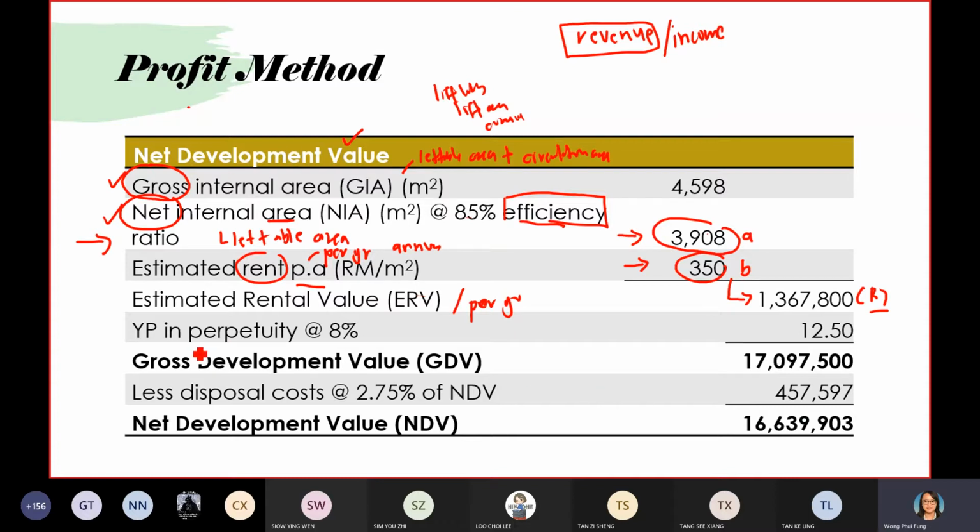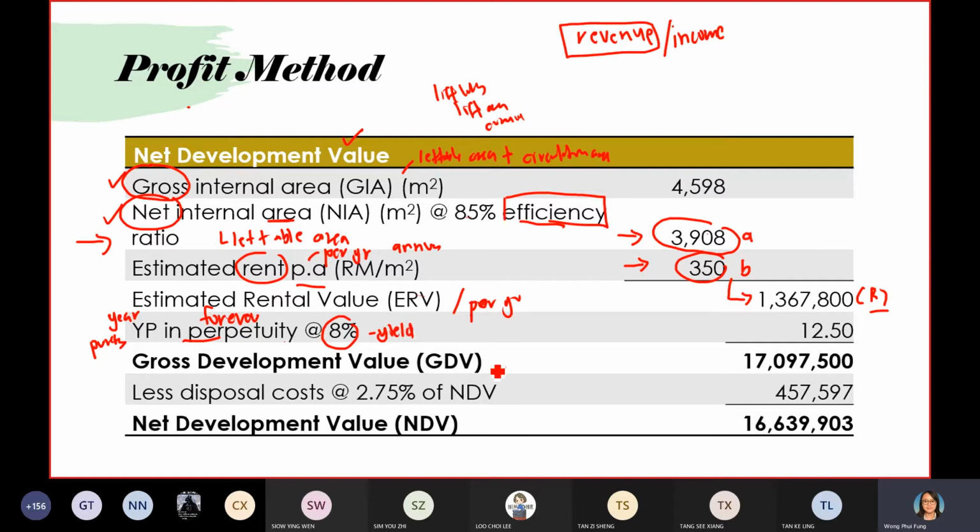So the answer is collect the rental forever. So in this, you need to calculate YP, year purchase. Year purchase in perpetuity. Perpetuity means forever. Okay, assuming that this rental income, 1.3 million, we are going to collect forever. So how to calculate this YP in perpetuity? YP in perpetuity means first you figure out the yield.